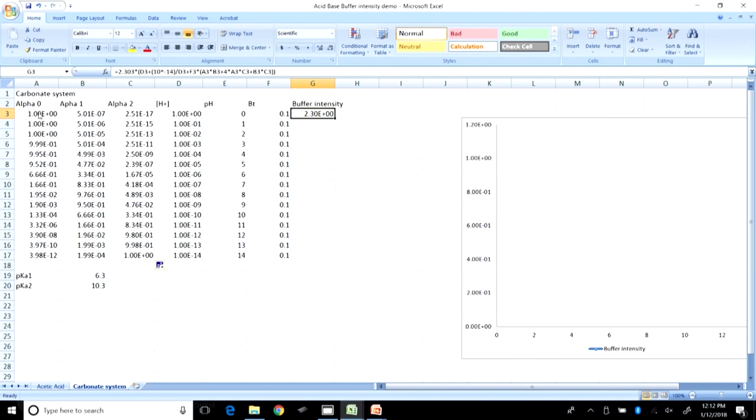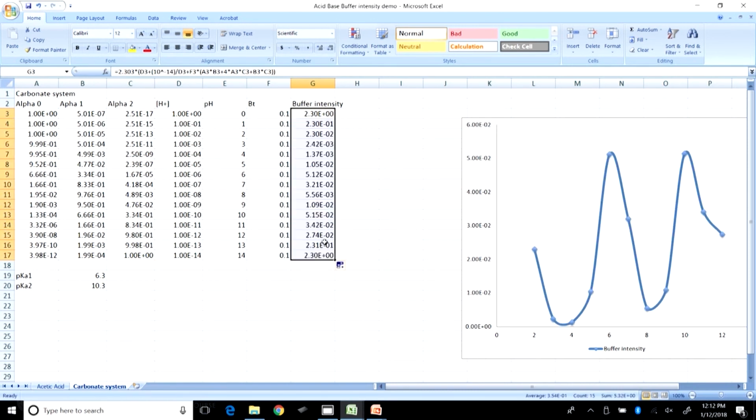So now we were able to calculate alpha naught, alpha 1 and alpha 2. As you see, with increasing pH, or lessening concentration of H plus, what do you see? You see that alpha naught decreases, and you see that alpha 1 increases to a certain point with respect to pH, and again decreases. Alpha 2 keeps on increasing to its maximum. So again let us calculate the buffer intensity here.